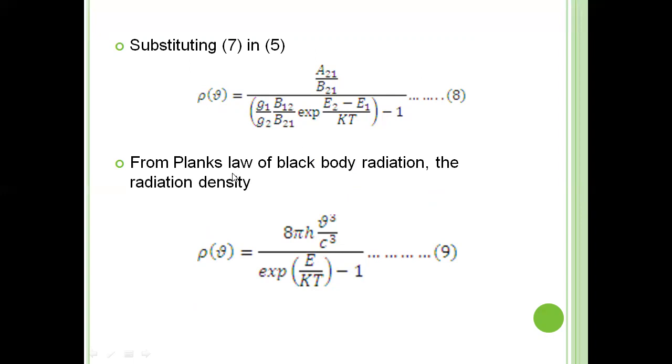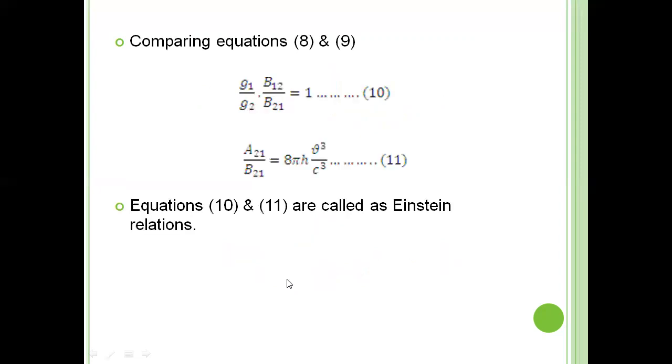Now compare this expression with Planck's law of black body radiation. You get rho nu equal to 8 pi h nu cubed by c cubed in the numerator, and in the denominator exponential h nu by Kt minus 1. So if you compare these two expressions, the numerator term A21 by B21 is equal to this term, and the coefficient of the exponential term, G1 by G2 into B12 by B21, will be equal to 1. Comparing them, you get G1 by G2 into B12 by B21 is equal to 1, and A21 by B21 is equal to 8 pi h nu cubed by c cubed. These two relations are called the Einstein relations.